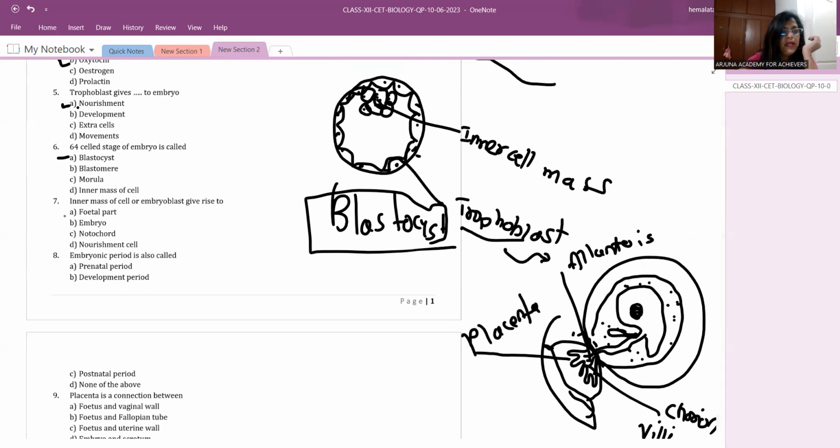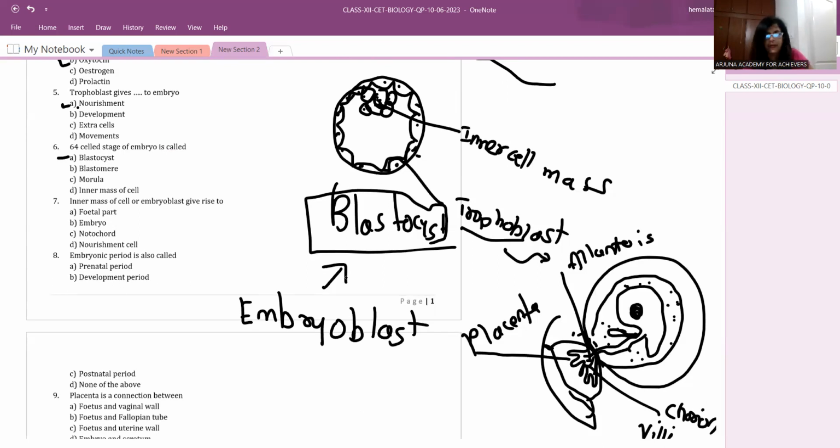Now the seventh question. The inner cell mass of the embryoblast, or the inner mass of the blastocyst as we can also call it, will give rise to what? It's forming the embryo. Just now I showed you the blastocyst. It's also called the embryoblast. So that is another name you should learn, embryoblast. See how many names you are getting. Embryoblast is formed after blastulation. Correct? So therefore, the answer for this: see, this is the inner cell mass. This inner cell mass is going to form the future embryo.